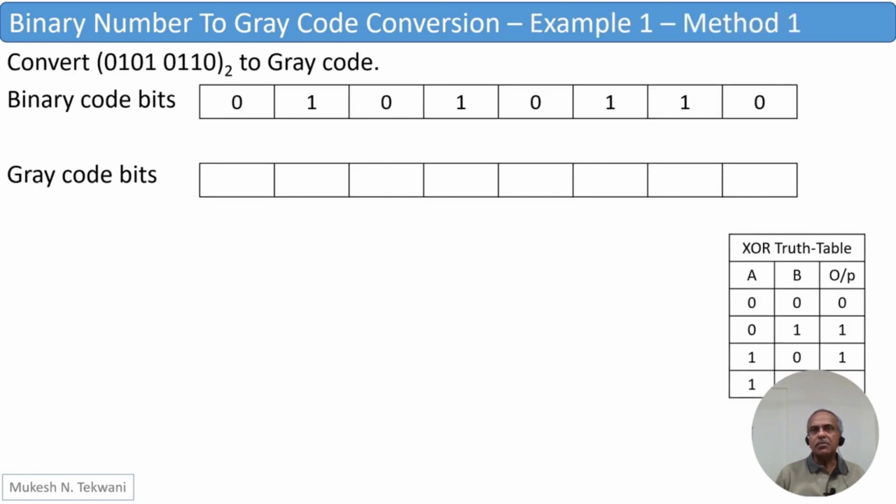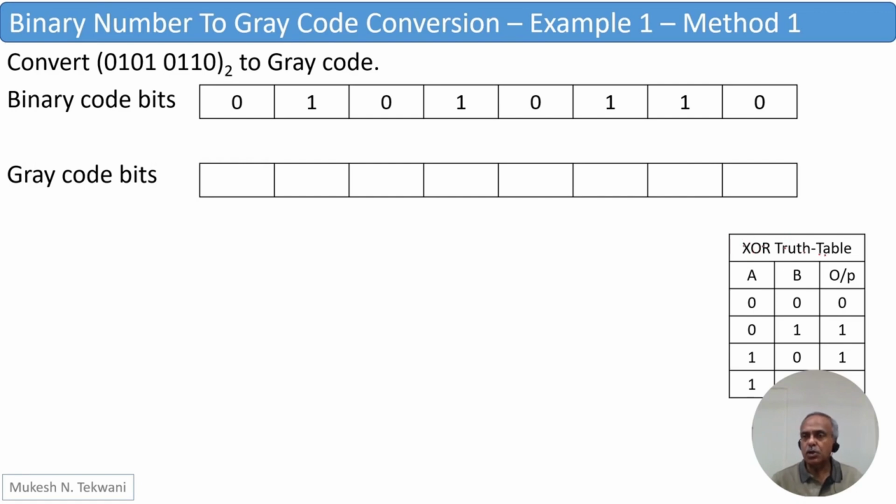Now let us take the first method of how to convert a given binary number into its equivalent gray code. We are given here the binary number, and that is 0 1 0 1, and that is 0 1 1 0. Now before we start this, let us show our truth table.